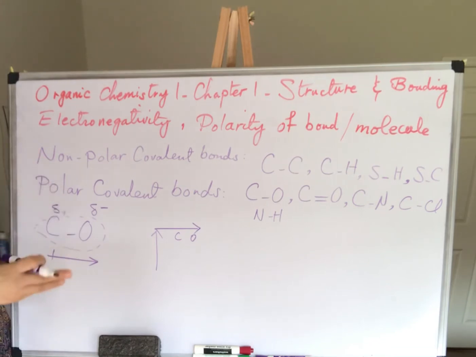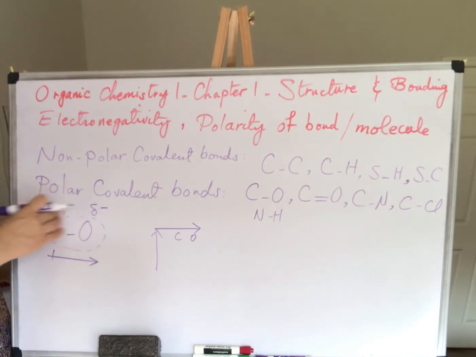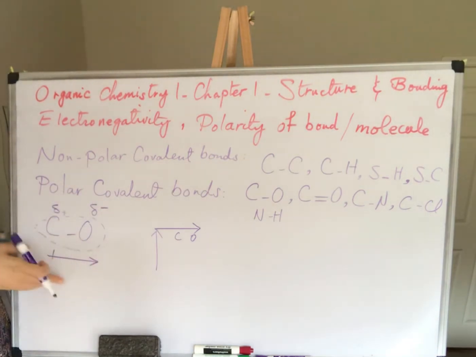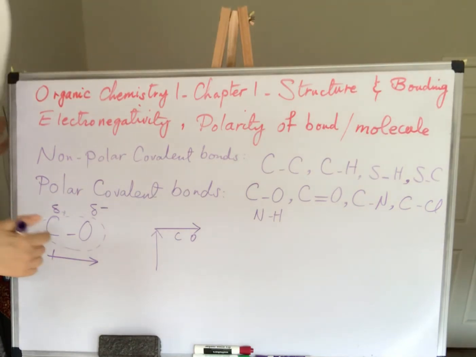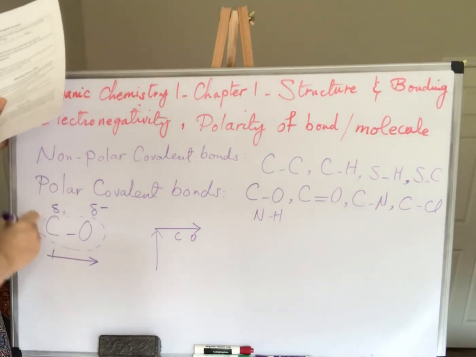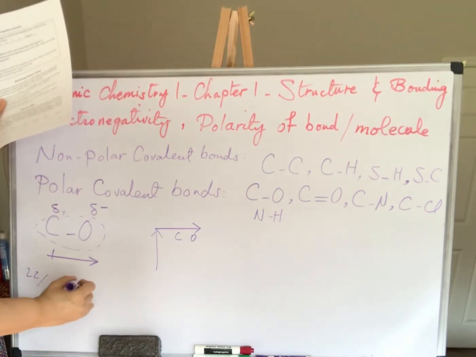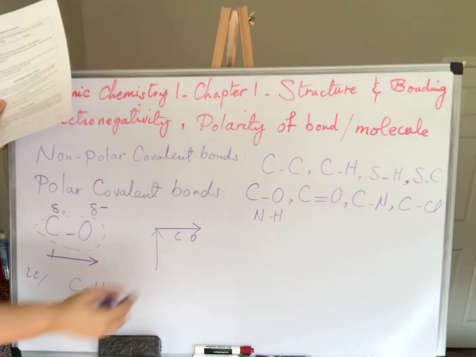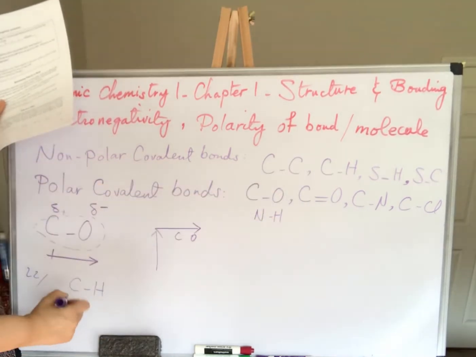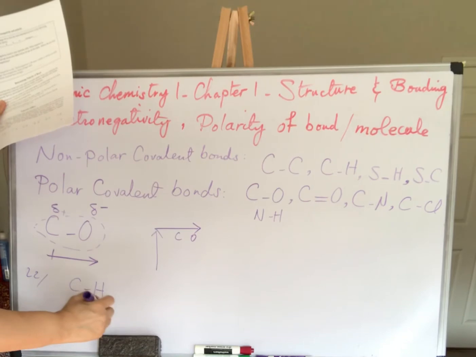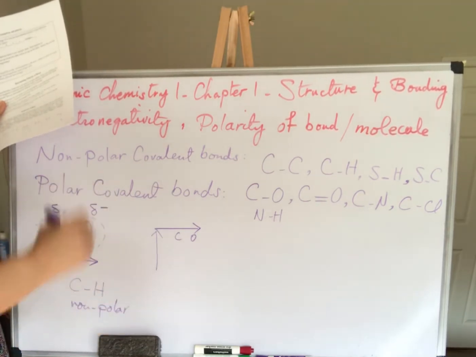So electronegativity difference causes the polarity of the bond, and you can draw a dipole moment for the bond. So now you can draw it for all of these bonds on page 22. Like for carbon-hydrogen, what is the polarity of the bond? You just learned that carbon-hydrogen is nonpolar, so there is no polarity. I just call it nonpolar.